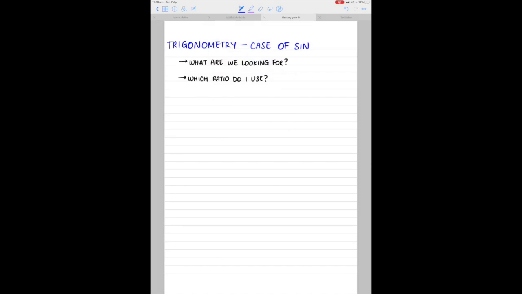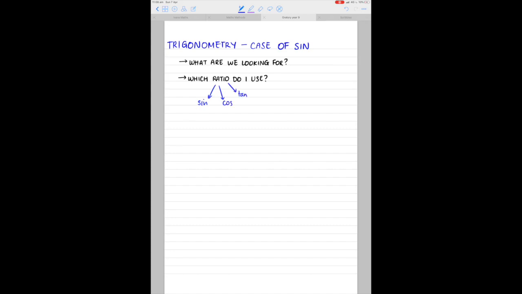So, for this example, we're going to be looking at the case of sine through trigonometry. The two essential questions you should always be asking yourself are: what are we looking for, and which ratio do I use? When I talk about ratios, I'm referring to sine, cos, and tan.